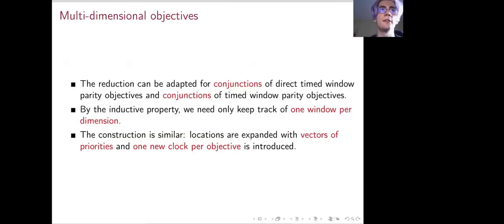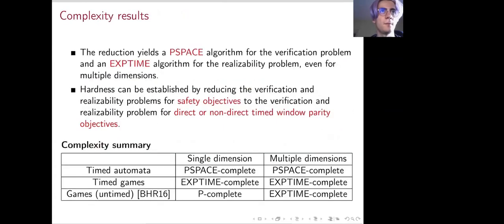We can also use our reduction to handle multidimensional objectives, that is, conjunctions of direct time window parity objectives or conjunctions of time window parity objectives. The inductive property ensures that we need only keep track of one window per dimension, thus we can do an analogous construction where we expand locations with vectors of priorities and add one new clock per objective so as to handle multiple dimensions.